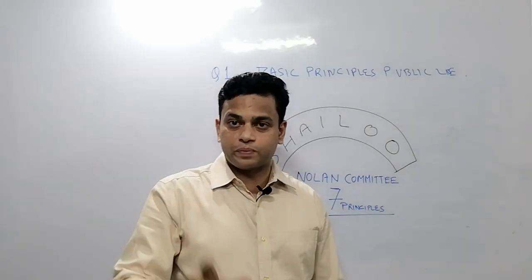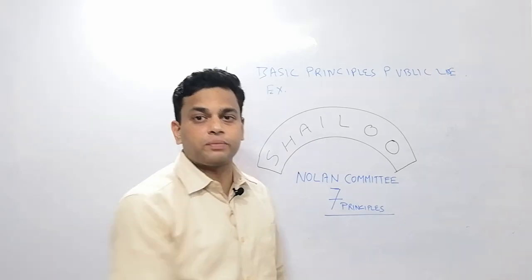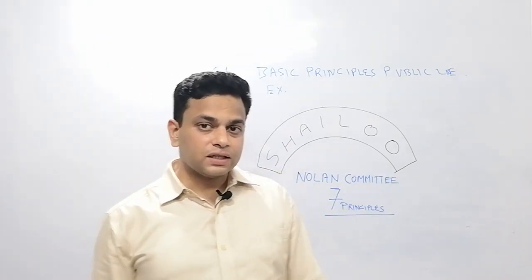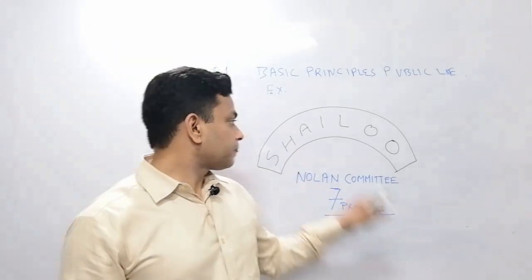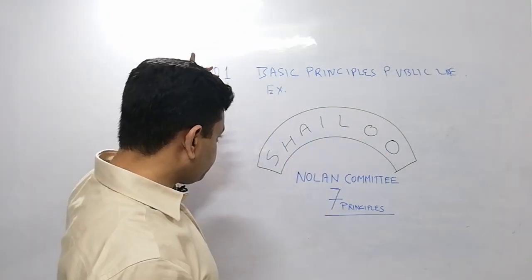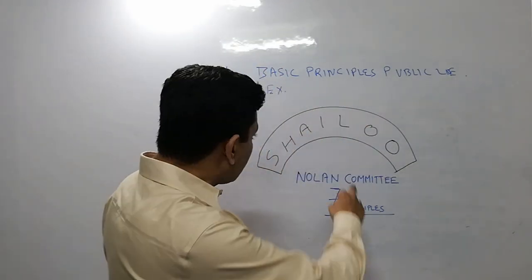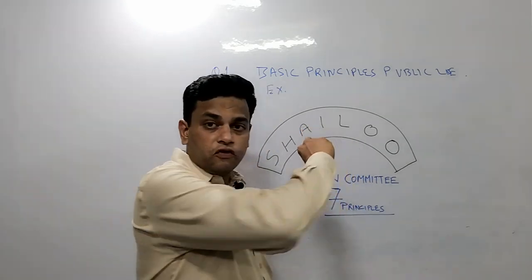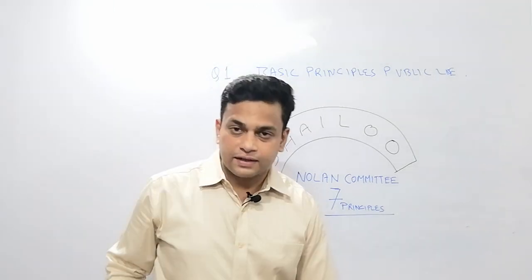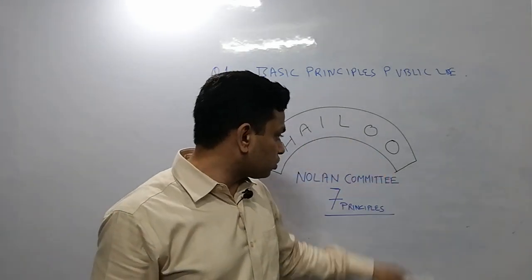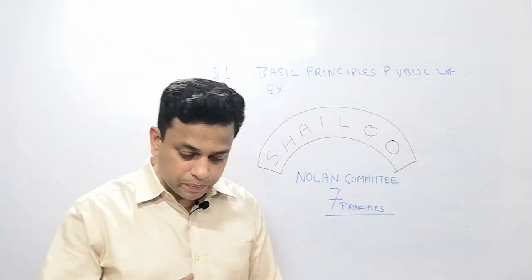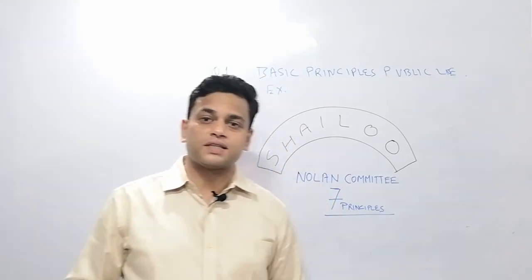Nolan Committee ने 7 principles दिए थे, और इसका कोड वर्ड मैंने बनाया है शैलू, right? So S for selflessness, then H for honesty, A for accountability, I for integrity, then L for leadership, O for objectivity, and the next O is for openness, right? So this is the code word with respect to the Nolan Committee recommendations for the basic principles in public life.